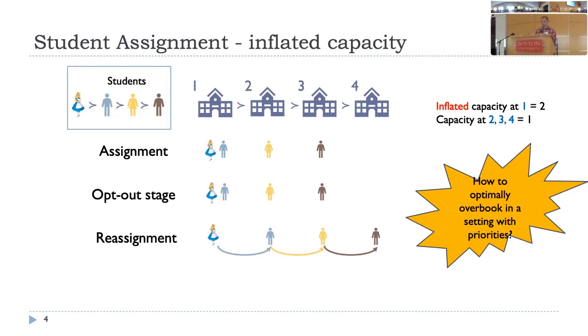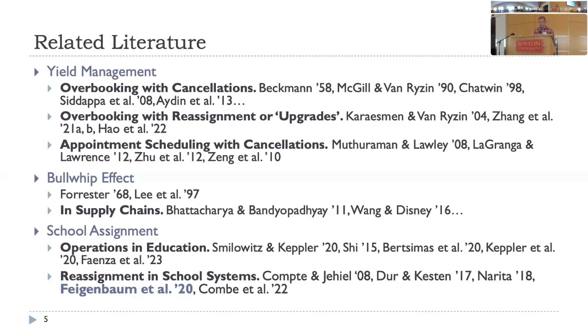And the question is, how do you optimally overbook at those schools to avoid that? Some related literature to our work is the yield management literature, which is very important for our work. The bullwhip effect literature, I'm going to be talking later about how this is relevant. And also the school assignment literature. As you can imagine, this project started with school assignment as an application, which is similar to our applications.